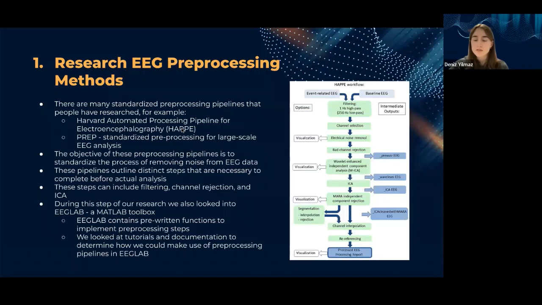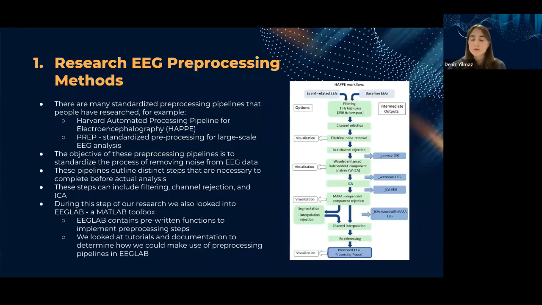Okay, so now I'll be describing each step more in depth. When researching EEG preprocessing methods, we looked into different standardized preprocessing pipelines, such as the Harvard Automated Preprocessing Pipeline, known as HAPPE, and PREP, which is a standardized preprocessing pipeline for large-scale EEG analysis.